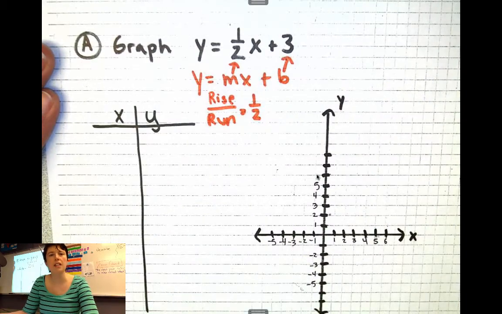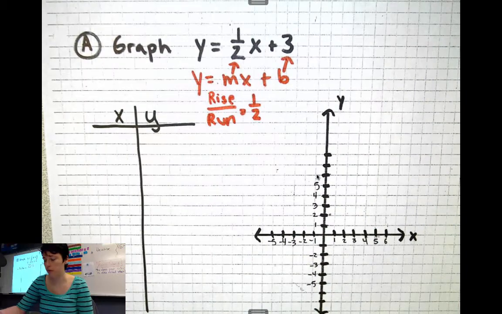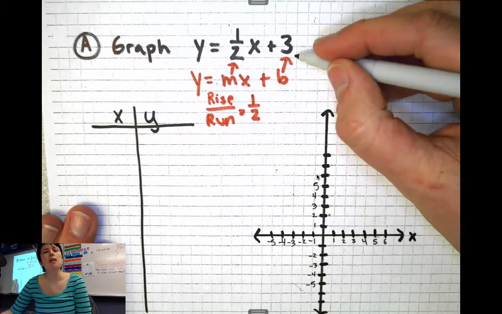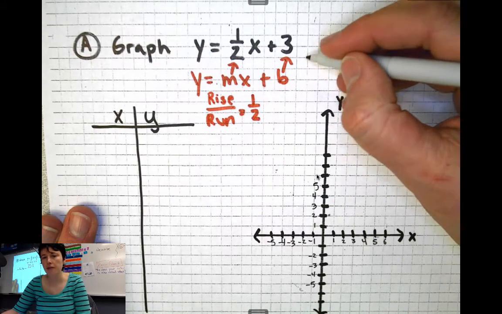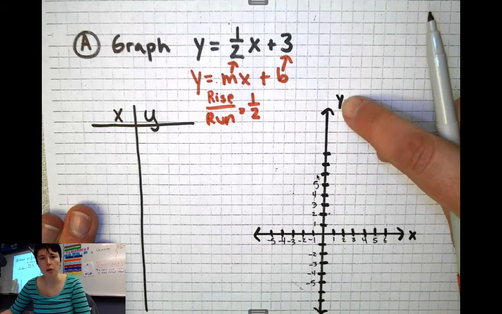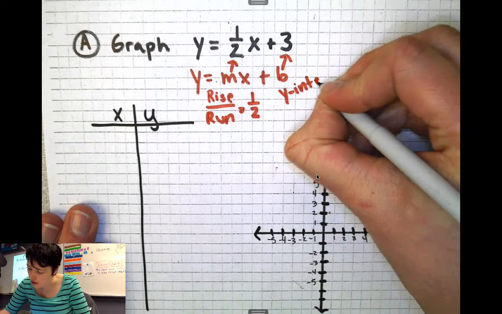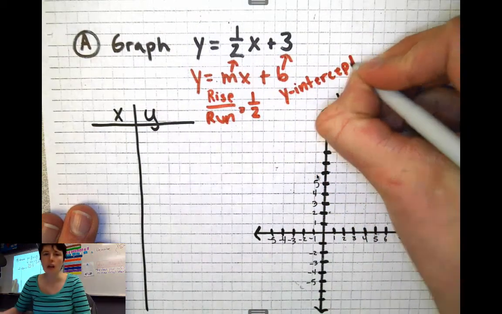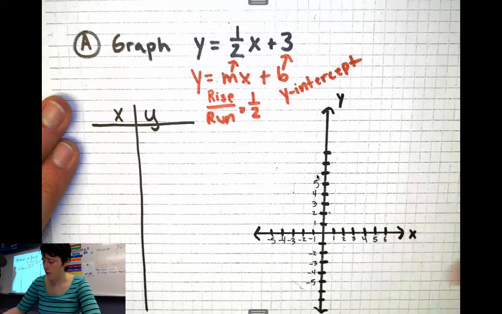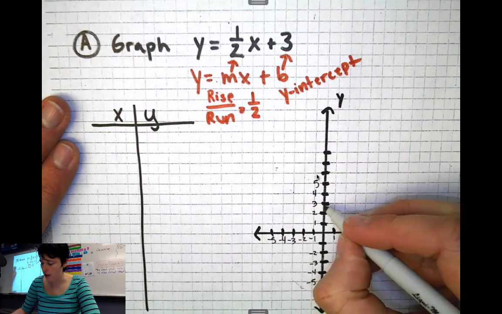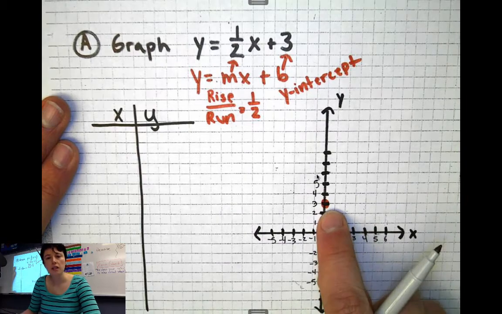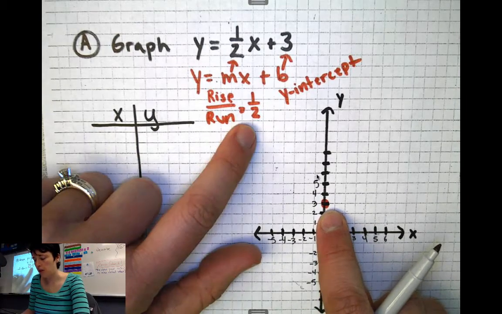And I can quickly identify that from the equation, from the rule for the line. b is that starting number. On a graph, that number always happens on our y-axis. We call that the y-intercept. And so what I'm going to do is go to 3 on my y-axis and make that my starting point. Then I'm going to graph this rise over run of 1 half.